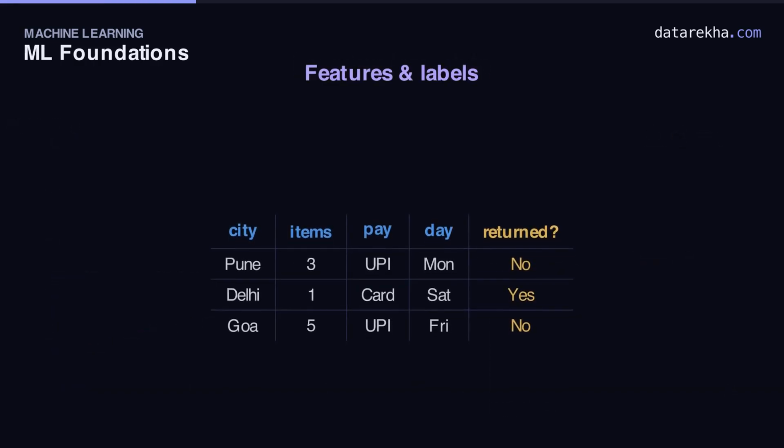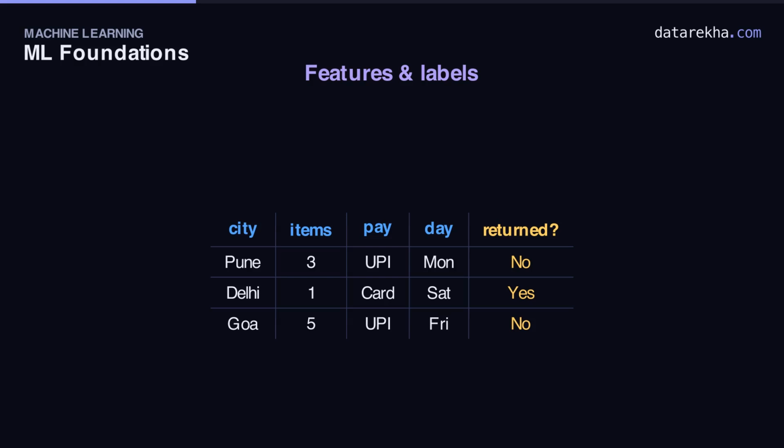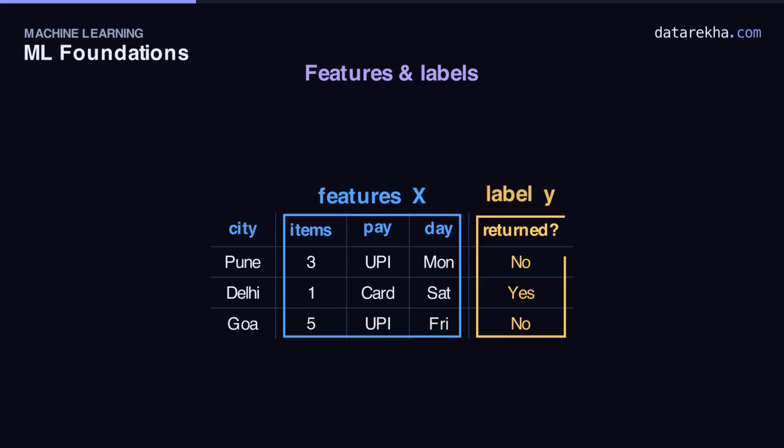So what does the data actually look like? Picture a spreadsheet. Every row is one example, one order, one patient, one photo. Every column is something we measured about it. The input columns, the ones we get to look at, are the features, and we gather them into a matrix we call capital X. Rows are examples. Columns are features. And sometimes there's one special column, the answer we're trying to predict. Was it returned? What did it sell for? That column is the label, or the target, written little y.